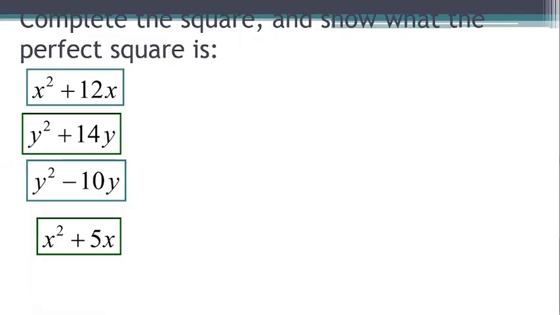So you have x squared plus 12x. To find the third term, you have to divide the middle term by 2. So the middle term here is 12. 12 divided by 2 is 6. Then 6 squared is 36. So that's why we have x squared plus 12x plus 36.